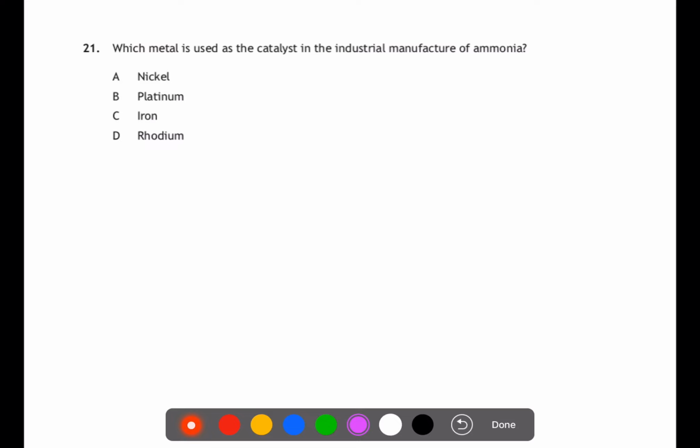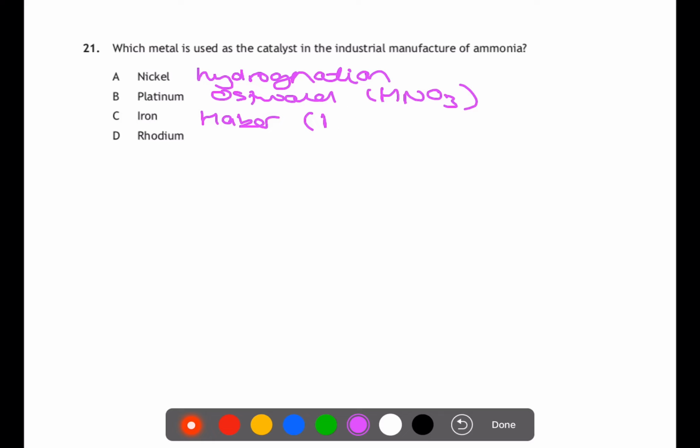Question 21. Which metal is used as the catalyst in the industrial manufacture of ammonia? All of these metals are used as catalysts for different reactions. So nickel is used in hydrogenation. That's where we add hydrogen onto double bonds. Platinum is used in the Ostwald process, which is used to produce nitric acid. Iron is used in the Haber process, which is used to produce ammonia, and rhodium is used in catalytic converters in cars. So C, iron, is our catalyst for the industrial manufacture of ammonia.